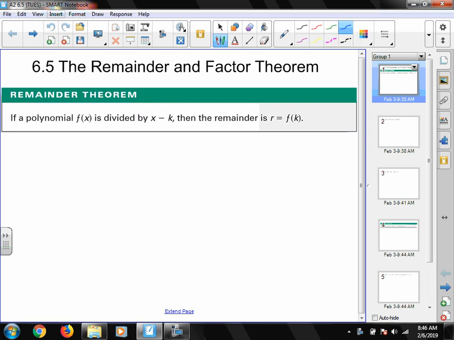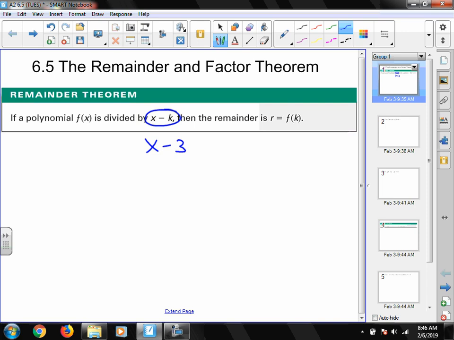However, if I have a polynomial divided by x minus some number k, okay, so that means you have to have the setup of, for instance, x minus 3, x minus some number, and it has to just be x. It can't be 2x minus 3. That doesn't work. That's why this is a very specific situation, okay? Then the remainder is whatever that polynomial is evaluated at whatever number you're subtracting from x.